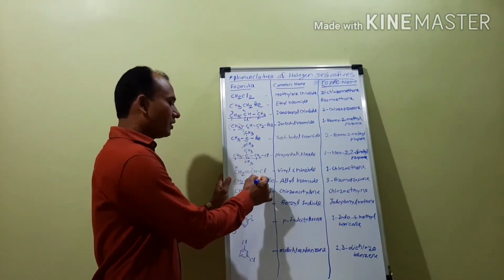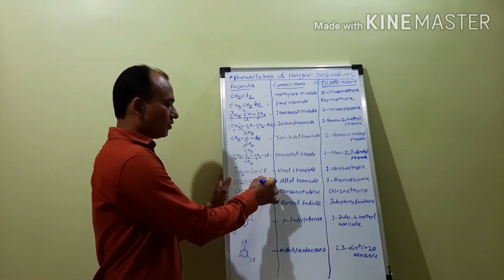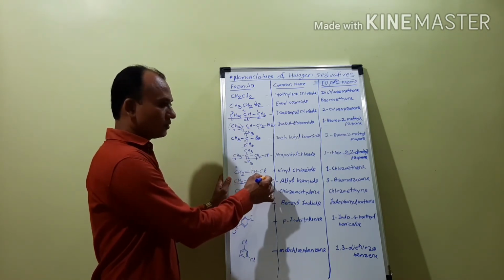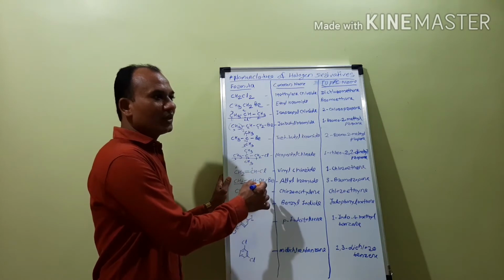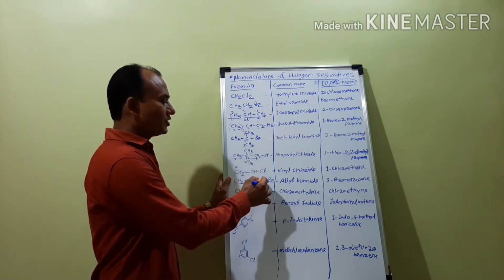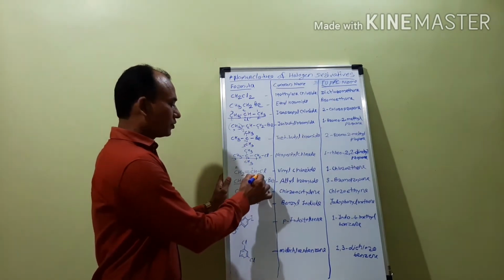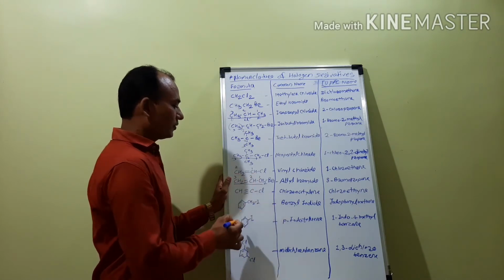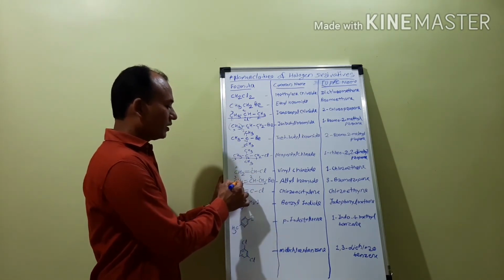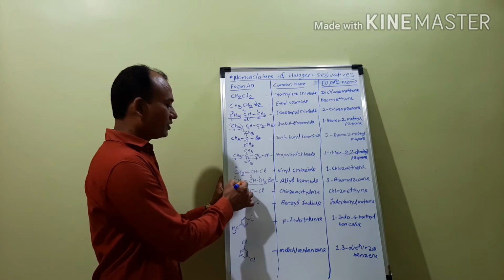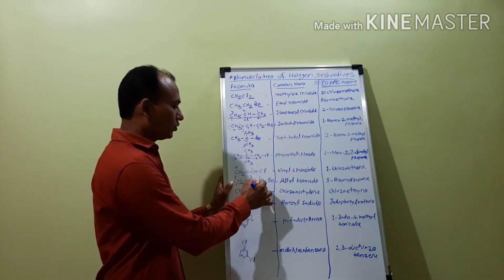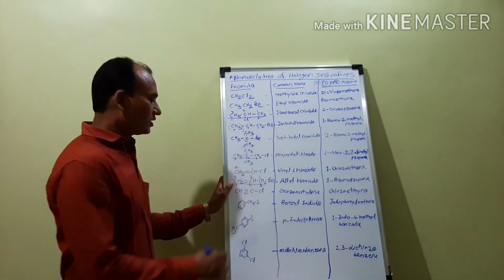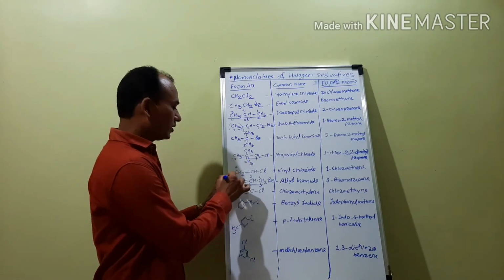If we start the numbering from the carbon atom attached to the bromine atom, it becomes 1, 2, 3. And when we start the numbering from the double bonded carbon atom, it is 1, 2, 3. Which one is correct? This one is the correct numbering and this one is wrong.